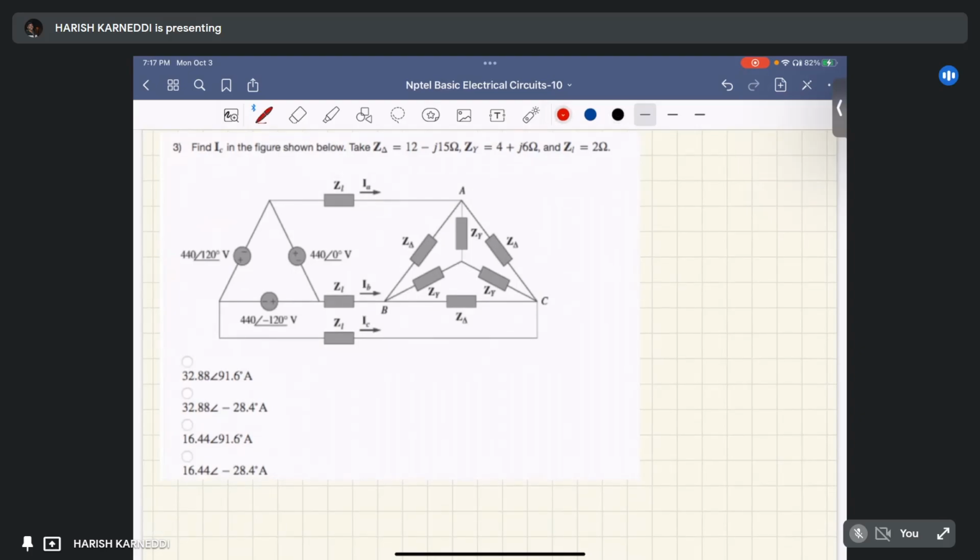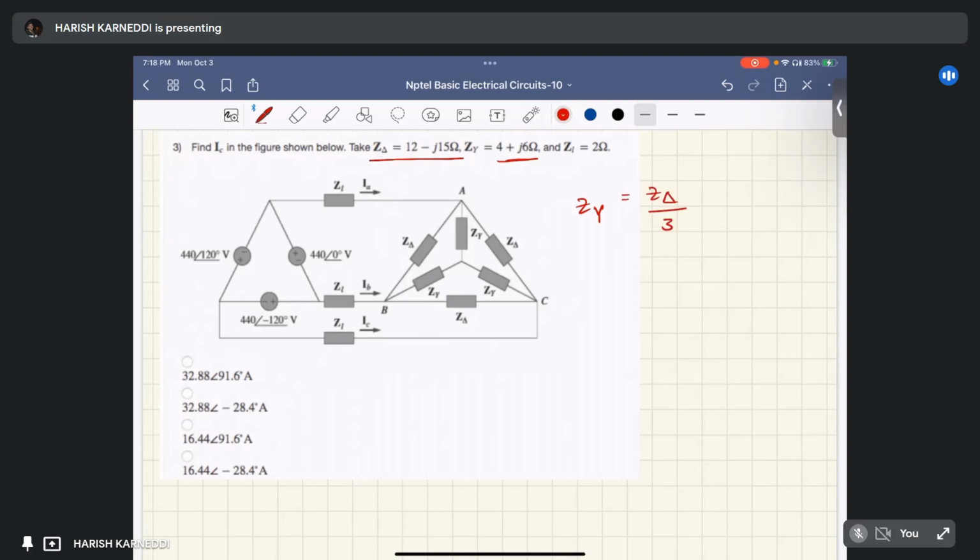Next question is, find the IC in the figure shown below. Z delta equal to 12 minus J15 ohm. Z star equal to 4 plus J6 ohm. So first we will convert that outer delta into its star equivalent. So what is the star equivalent? It is simply Z delta by 3.